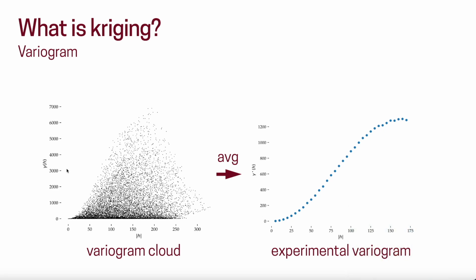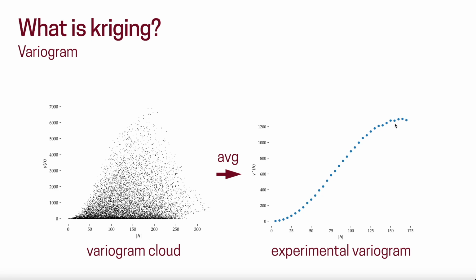If you see what happens here on the right, the idea is that in order to create the experimental variogram, you create bins. So you basically do averages over certain intervals. And here the pattern is very clear already. At the beginning, points that are very close together have very similar values. And as you move to points that are farther away from each other, they have more different values.